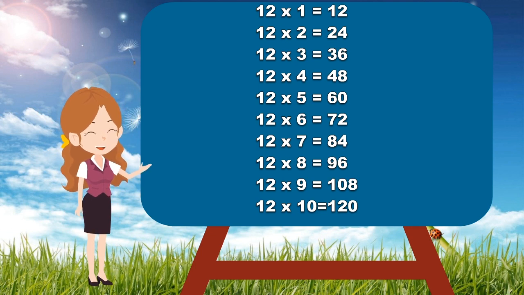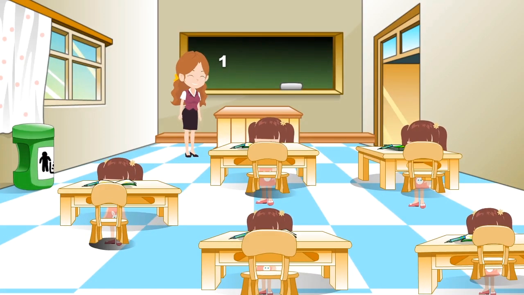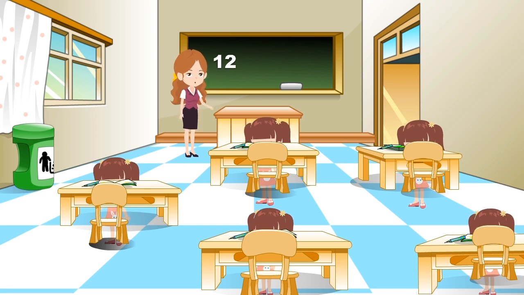Now children, repeat this table with me. 12 ones are 12, 12 twos are 24, 12 threes are 36, 12 fours are 48, 12 fives are 60, 12 sixes are 72, 12 sevens are 84, 12 eights are 96, 12 nines are 108, 12 tens are 120.